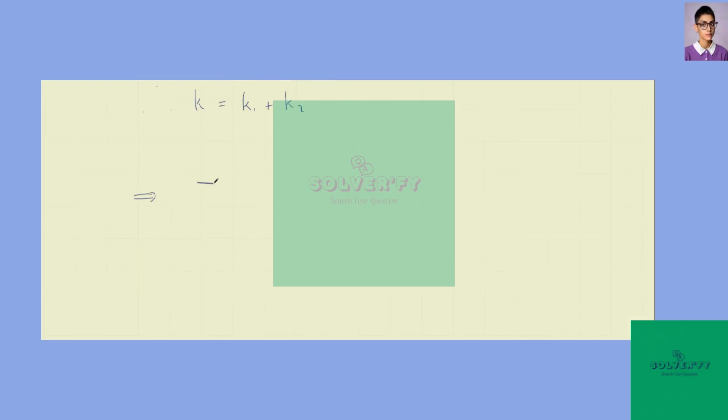And this means that we can find the period T, and the period T is 2 pi times the square root of M over K, which is 2 pi times the square root of M divided by K1 plus K2, as required.